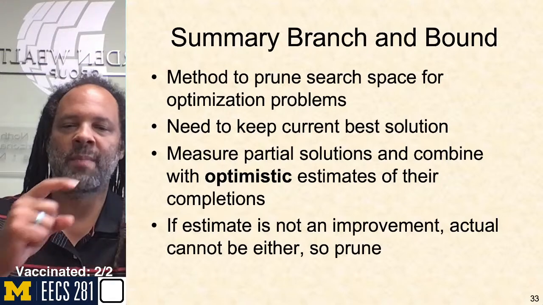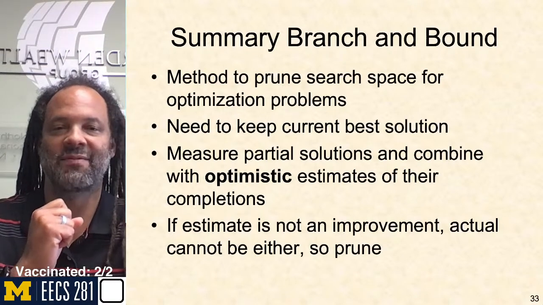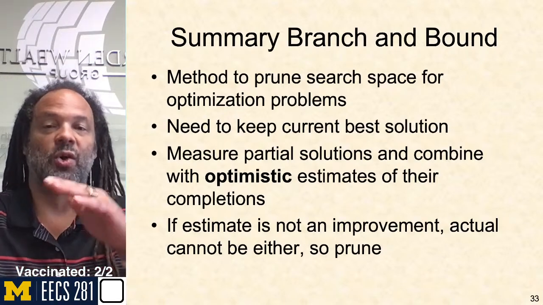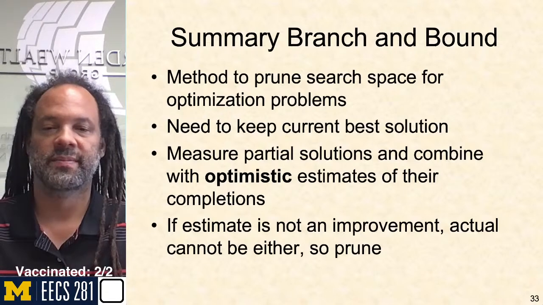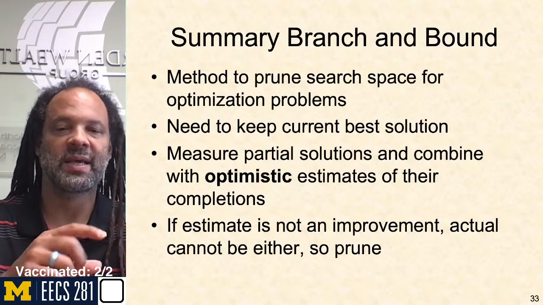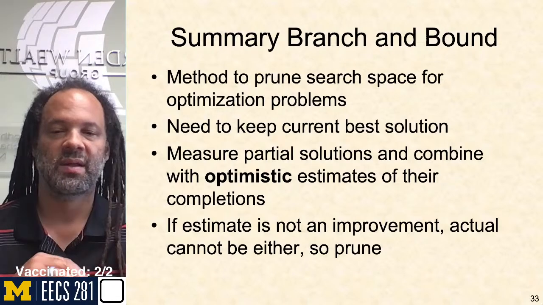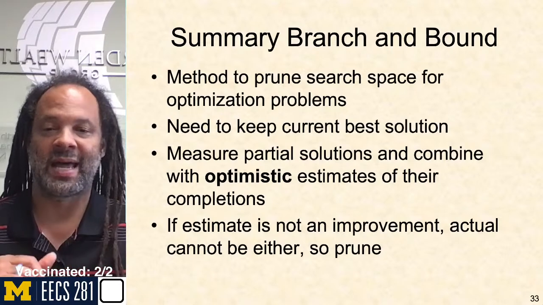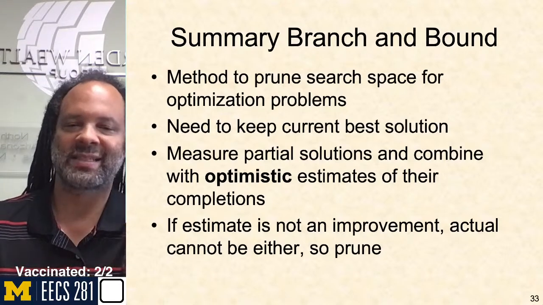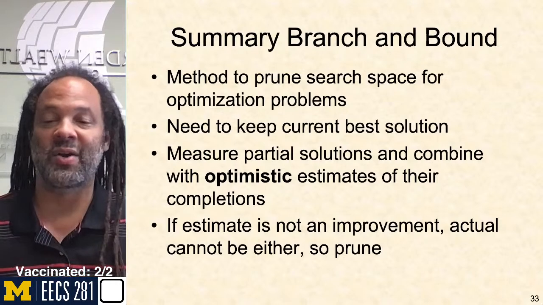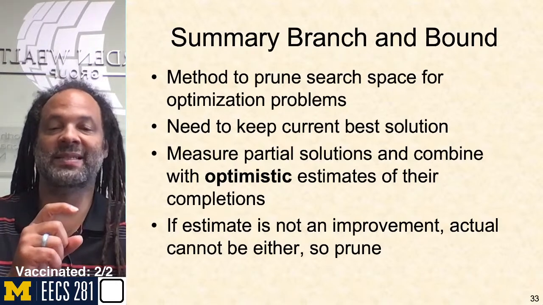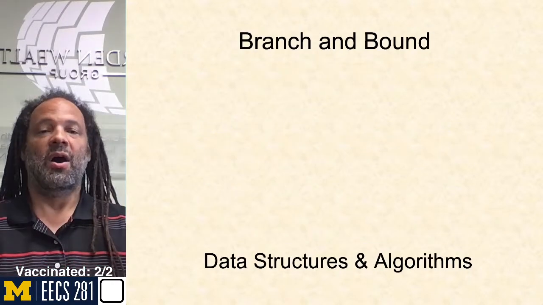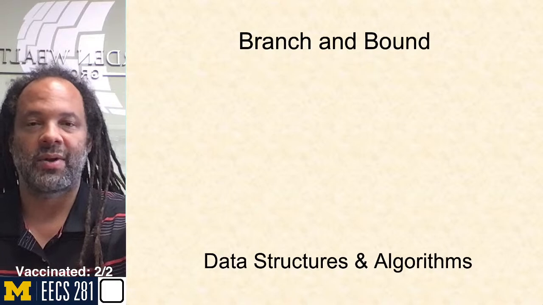So when you want to be optimistic, remember, we want to be on the good side of the answer, but as close as we can get to that answer, the quicker we're going to be done with this search. All right? If an estimate is not an improvement, remember, because this estimate is optimistic, if the estimate is not an improvement and reality is worse than the estimate, then the actual is not going to be an improvement either. So if my estimate is not an improvement, that's what allows me to prune. All right, that is branch and bound.